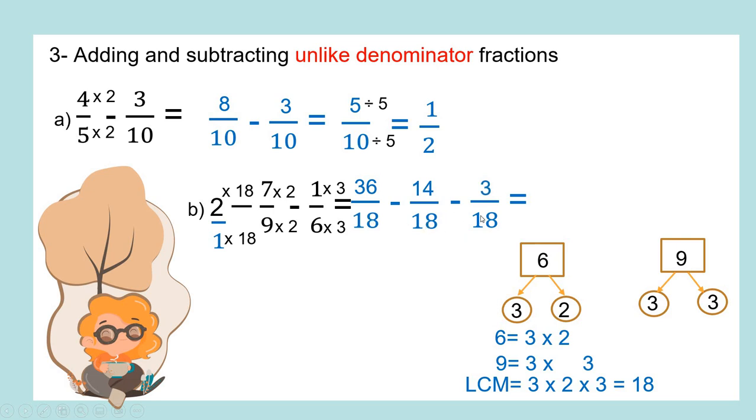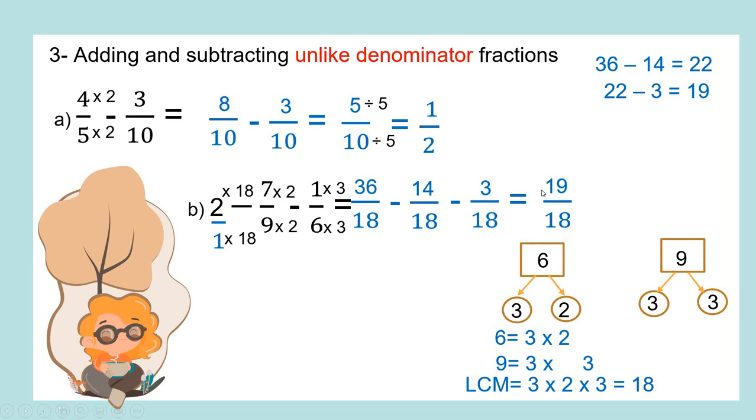Now I have the same denominator. Like denominators, yes, so the answer will be over 18. What shall I do here? Here I have 3 numbers, Miss. What shall I do? I will use the order of operations. I will subtract 36 minus 14, then minus 3. We can use the rough work here. I know 36 minus 14 equals 22. Then I subtract again 3. 22 minus 3 equals what? Equals 19. And I will put the new fraction.